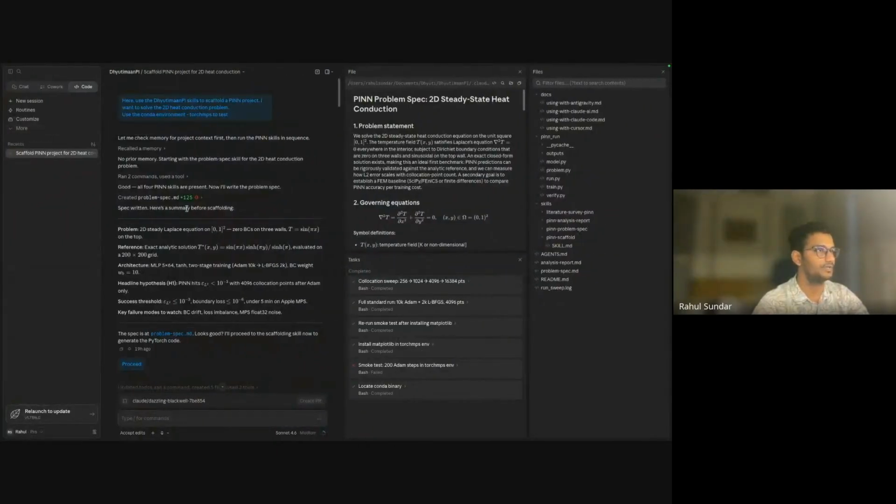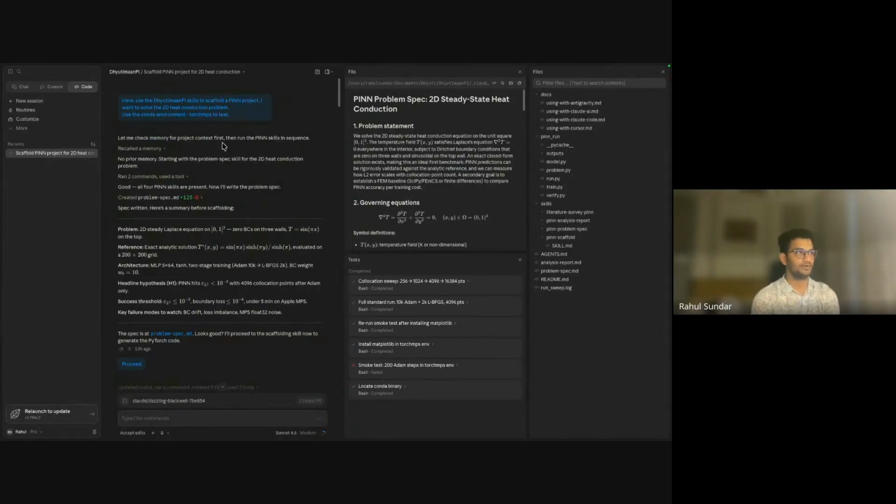So I'll just show how this goes on in Claude Code. I just uploaded the skills to it, gave access to the code base, and said, okay, use these Dhyuti Pi skills to scaffold a pin project. I want to solve the 2D heat conduction problem. I have a Conda environment that I'd already set up, and use that particular Conda environment to test it out, right?